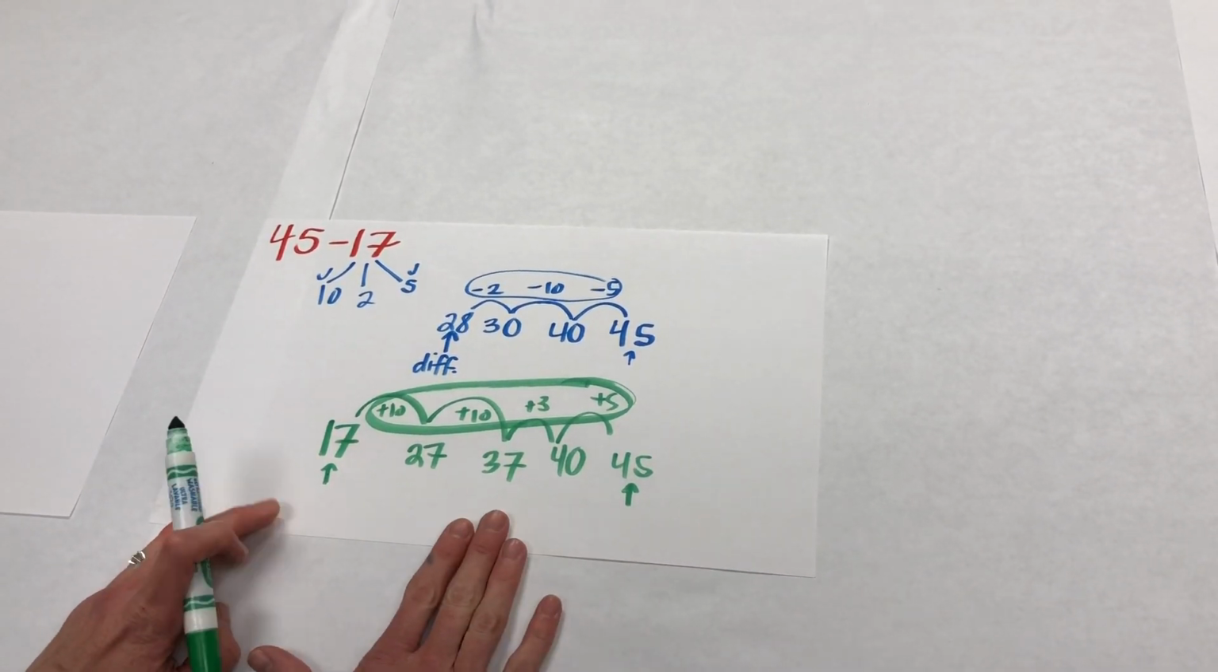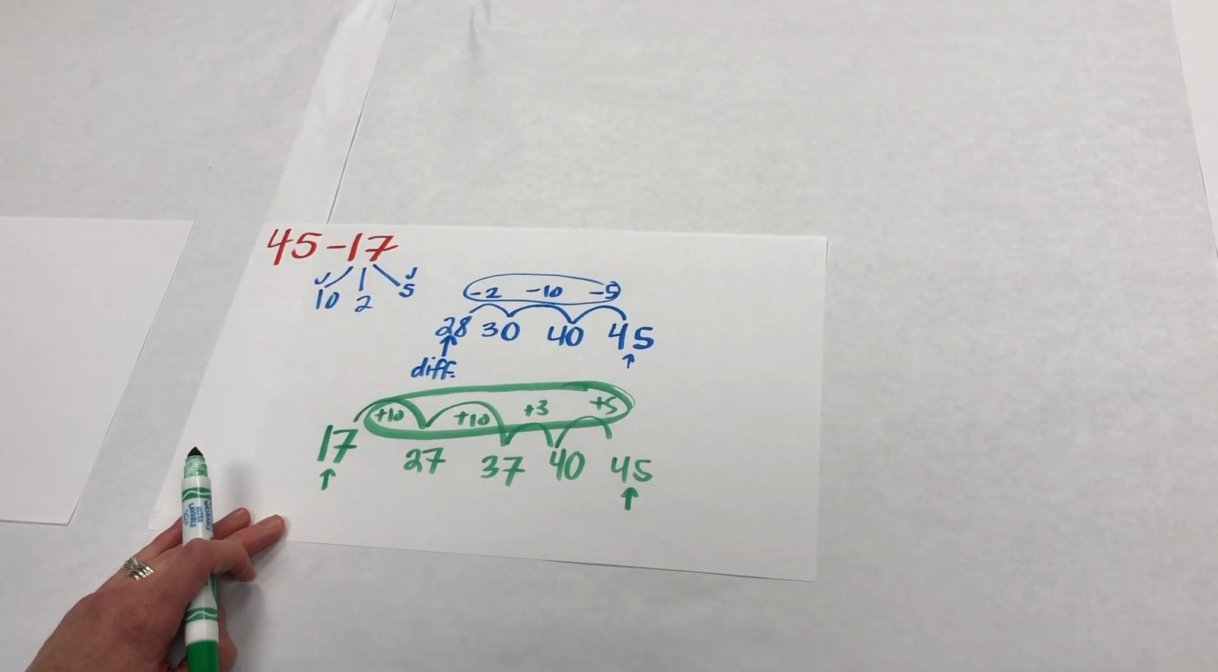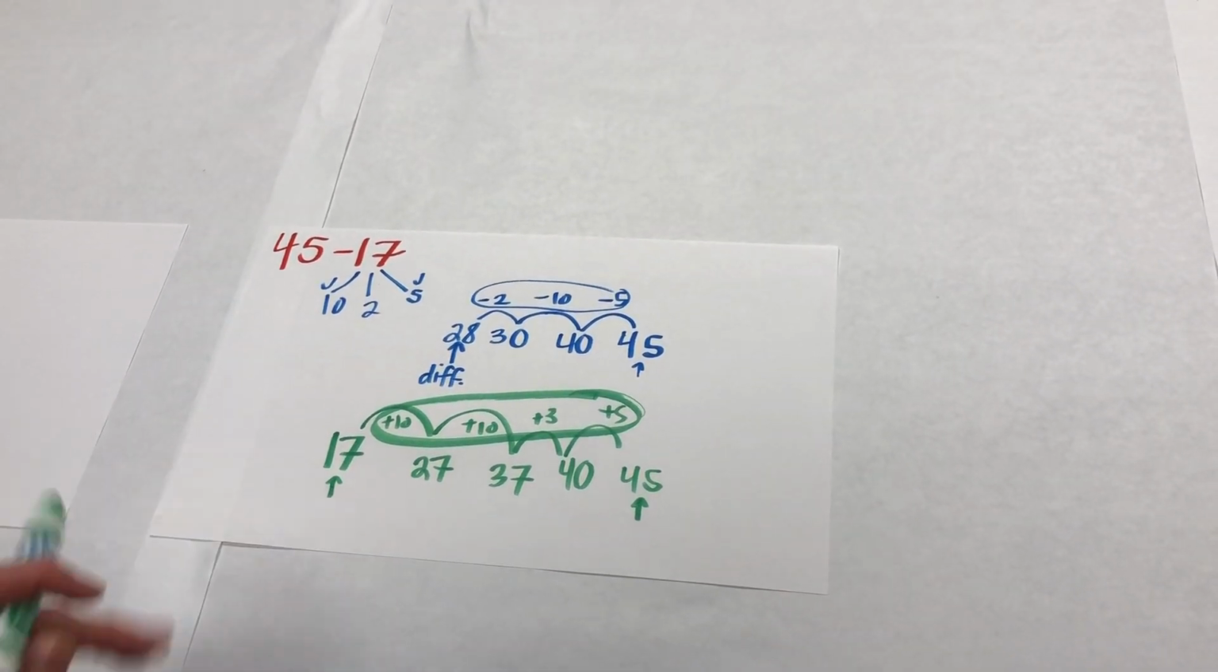And the big key here is going to be flexibility with numbers, just practicing breaking apart numbers in multiple ways so that they can choose the most efficient way to break it apart when it's time to solve.